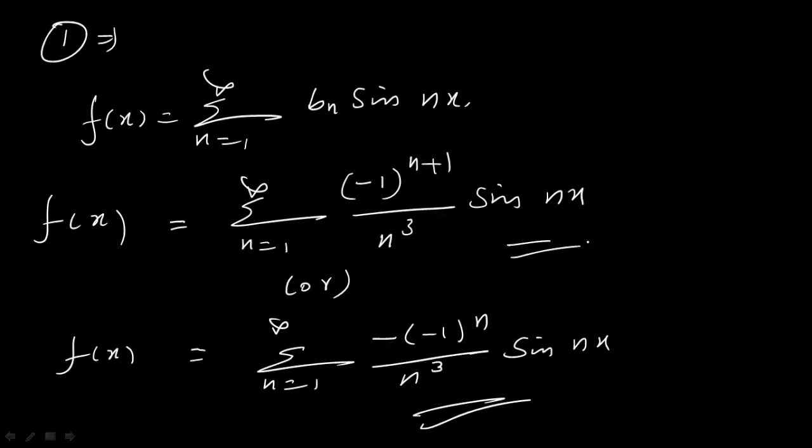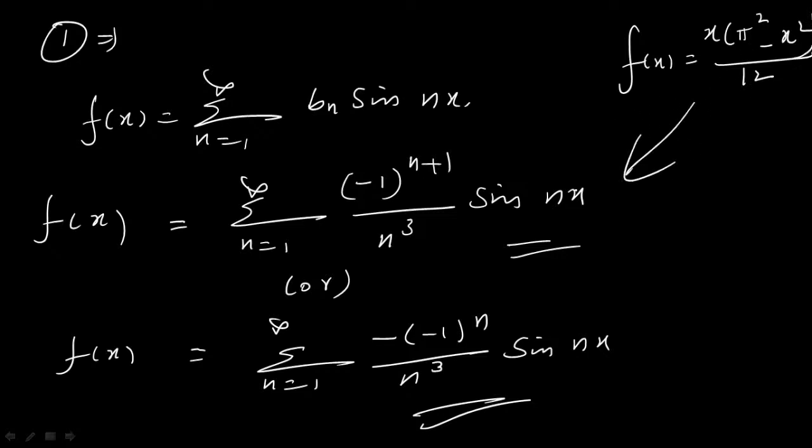So this is the Fourier series representation of the given function f of x is equal to x times pi square minus x square divided by 12. Okay, this is the Fourier series representation of the given function. So after this, hope you got a clear idea about how to evaluate when the given function is in odd form. That is, the given function is of odd type in an interval minus pi comma pi.